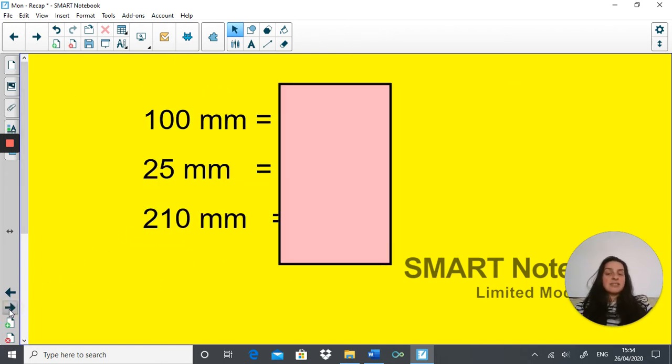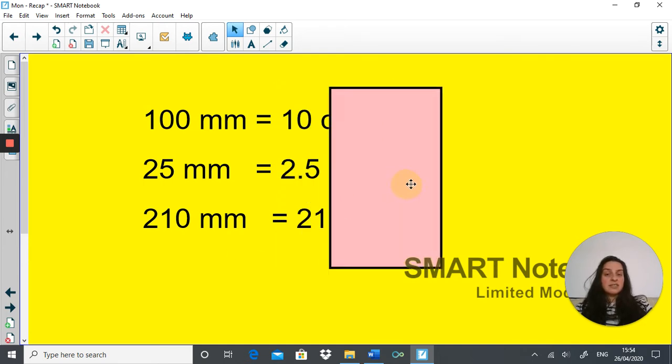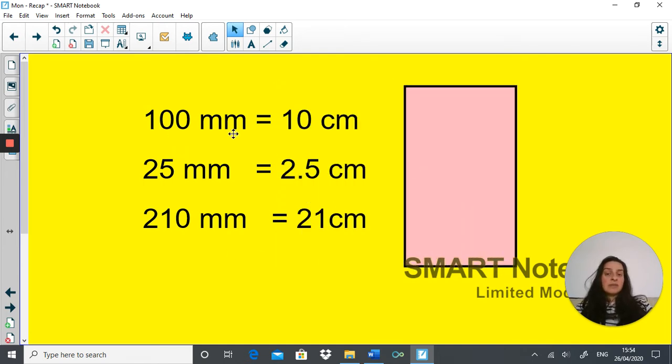Now, if you want to practice this, then please convert these millimetres into centimetres. However, if you feel fairly confident, you can forward the video to the next slide. For those of you who did try to work these out, these are the answers. So 100 millimetres equals 10 centimetres, 25 millimetres equals 2.5 centimetres, and 210 millimetres equals 21 centimetres. Well done for those who got them right.